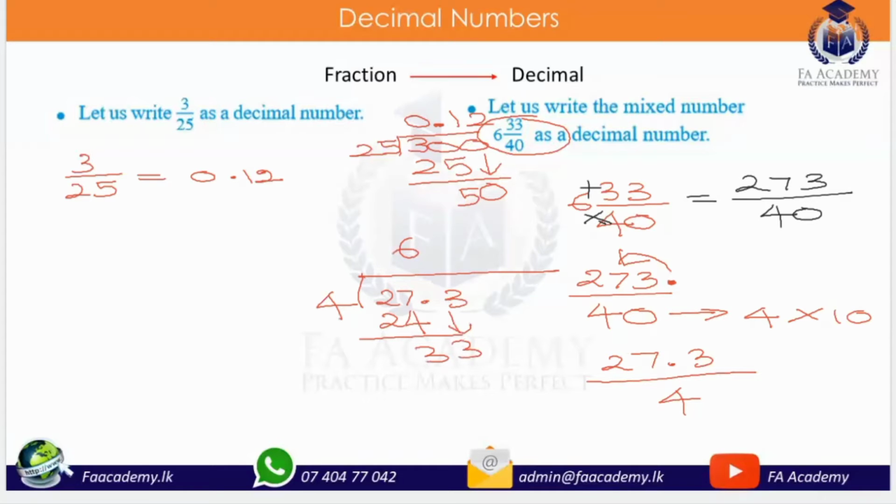But you can see a decimal point over here. So what I'm doing is I'm keeping a decimal on top as well to get the right answer. So now you have 33 below. You have to see how many 4s are there for the 33.